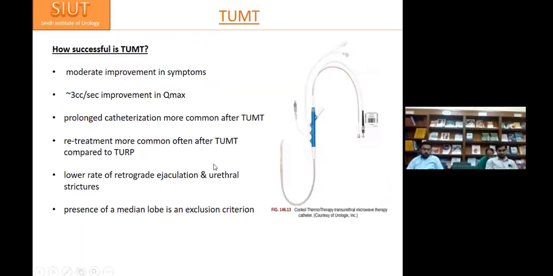And how successful is the TUMT? There are moderate improvements in symptoms, Qmax improvement by 3 cc per second, and prolonged catheterization is more common after TUMT. Retreatments are more common as compared to TURP. Lower rates of retrograde ejaculation and urethral strictures are noted, and presence of median lobe is an exclusion criterion.